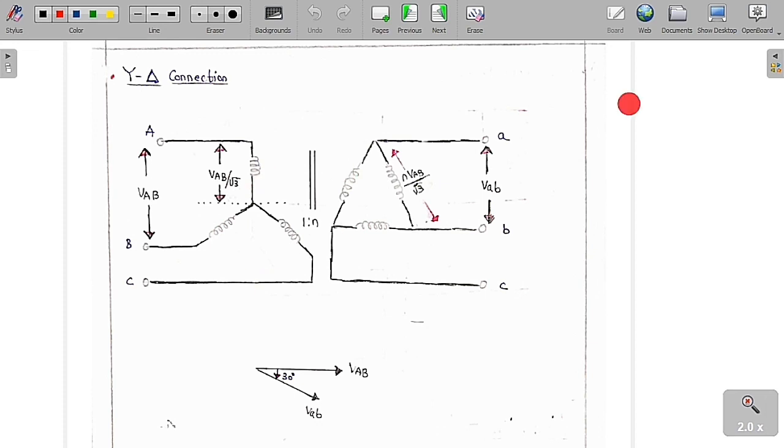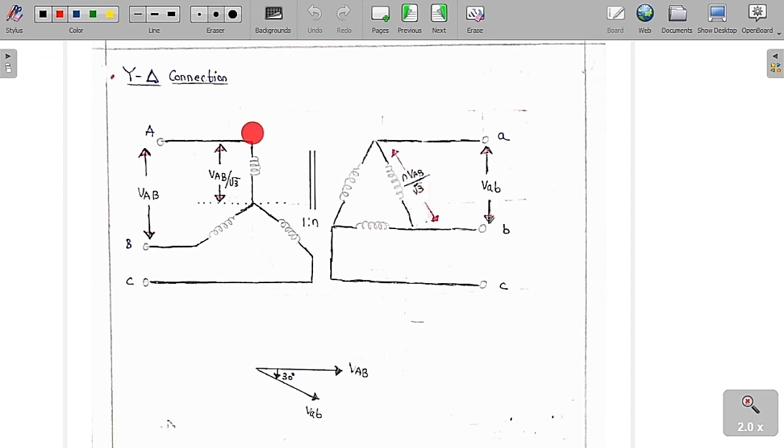So this is the star connection and this is the delta connection. So you can see clearly. So now what I am going to do basically here, I am going to give a line connection of VAB. So phase voltage is VAB by root 3. This is 1:n, so therefore each turns ratio is 1:n. So therefore the voltage is going to have a phase voltage of n into VAB by root 3. So therefore line voltage is equal to phase voltage. So this is the thing.